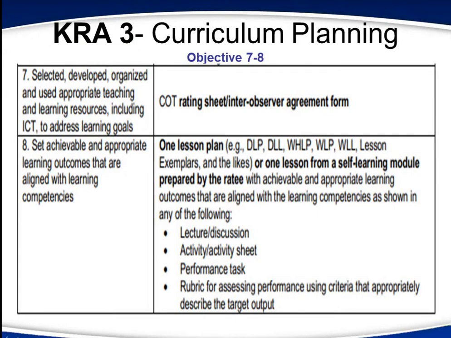Next is CRA number 3. Ito yung curriculum planning. Under this are objectives 7 to 8. So, objective 7, selected, developed, organized, and use appropriate teaching and learning resources, including ICT to address learning goals. The MOV for this is the COT rating sheet and the Observer Agreement Form.